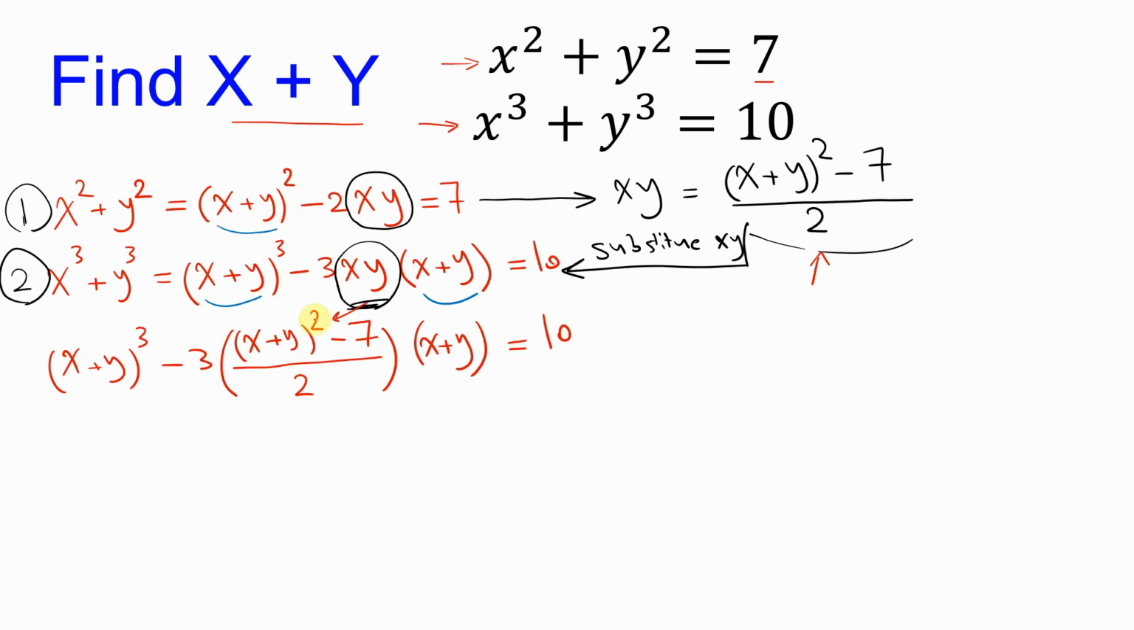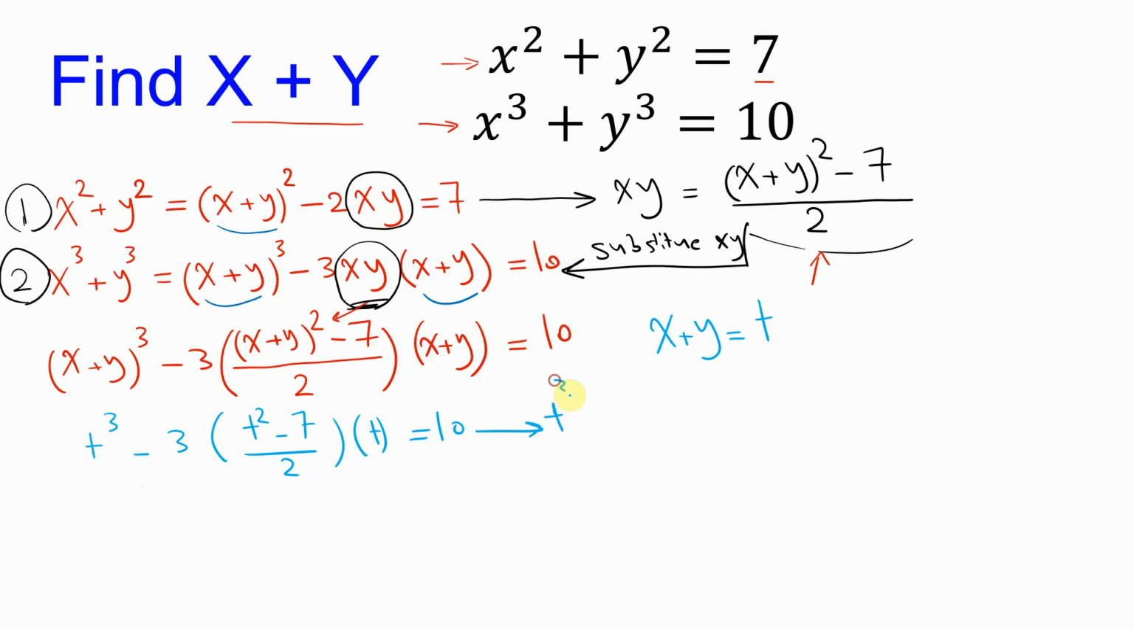Now if you look at this carefully, you can see just the term x plus y, and just for the sake of simplicity I can define x plus y by a new term, for example t. Now I replace t whenever I see x plus y in this equation. So here we have t cubed minus 3 times (t squared minus 7 divided by 2) times t equals 10. Now I can simplify this.